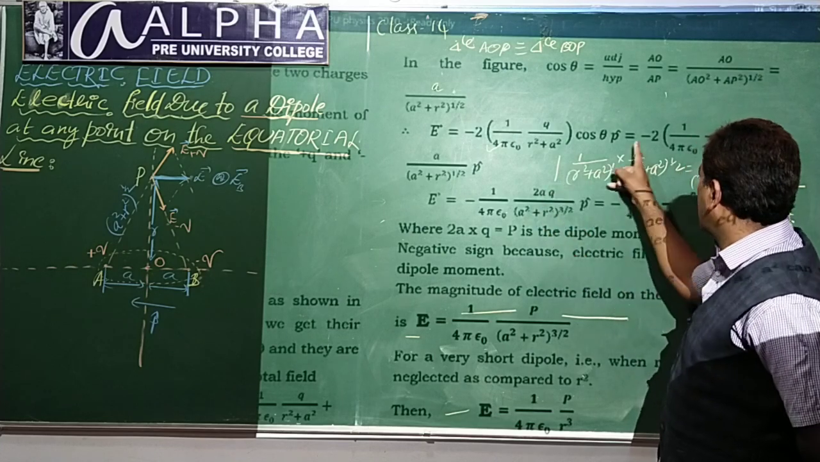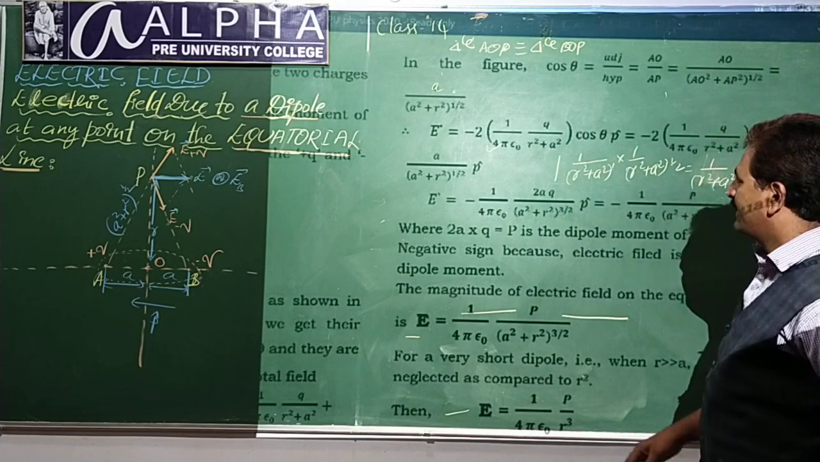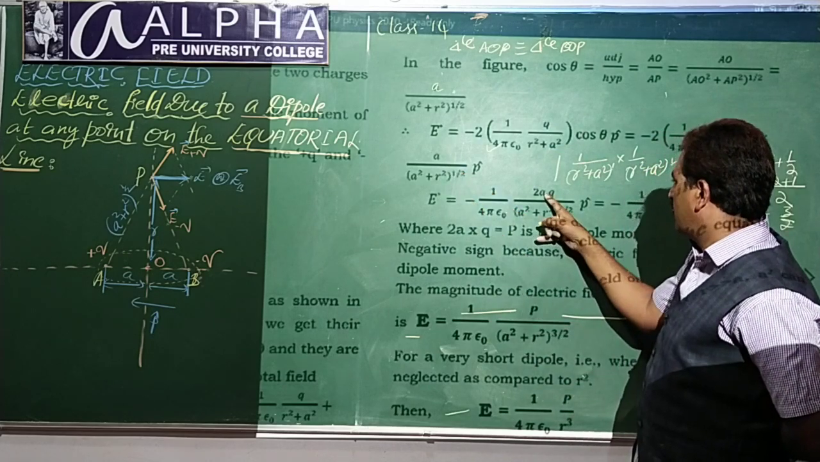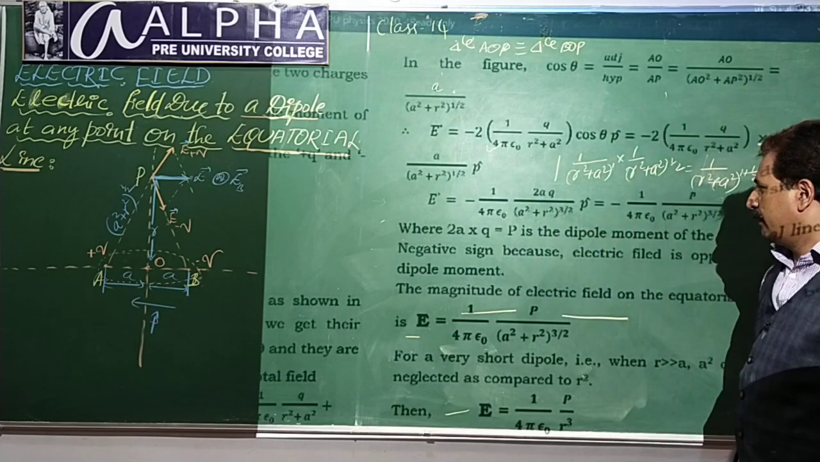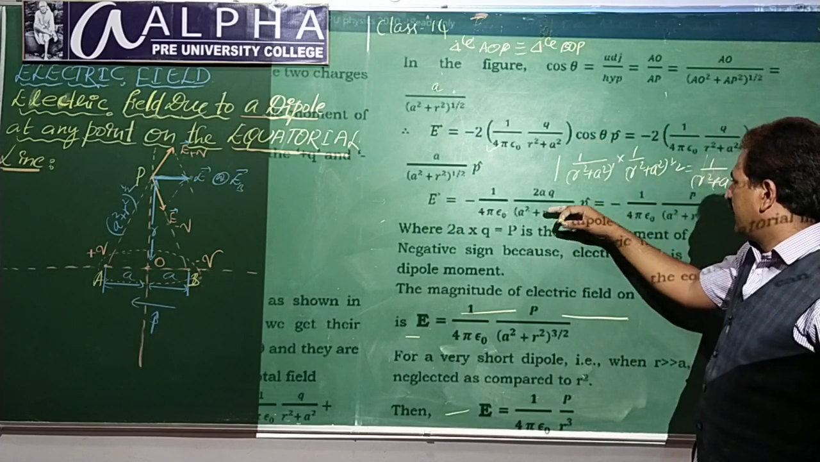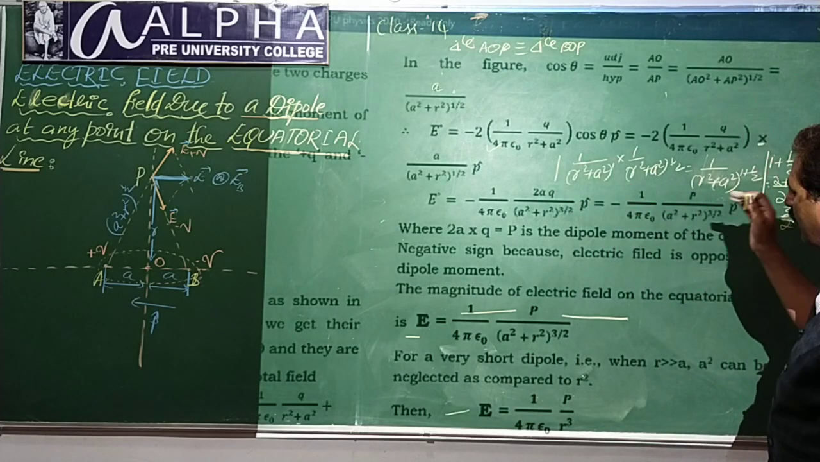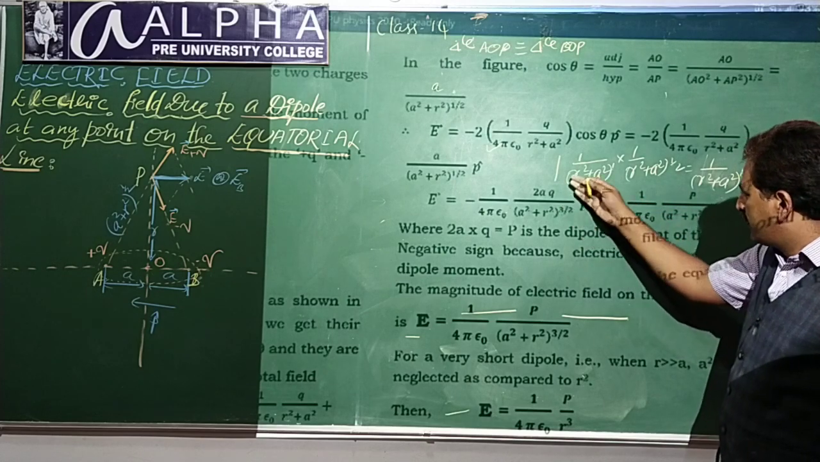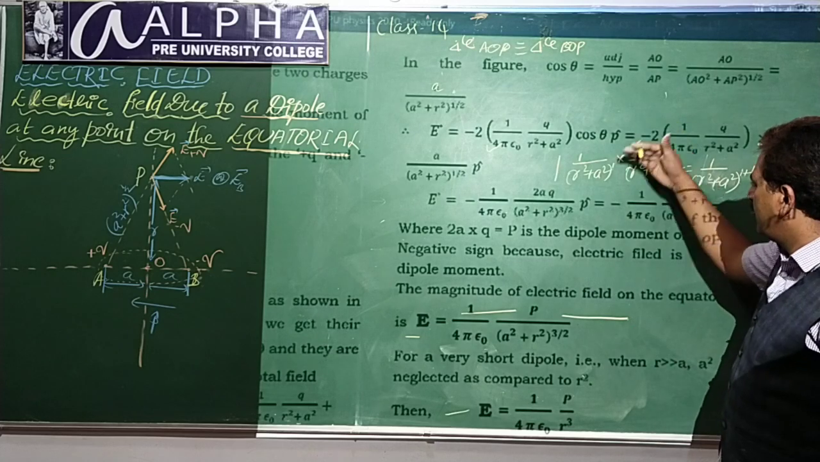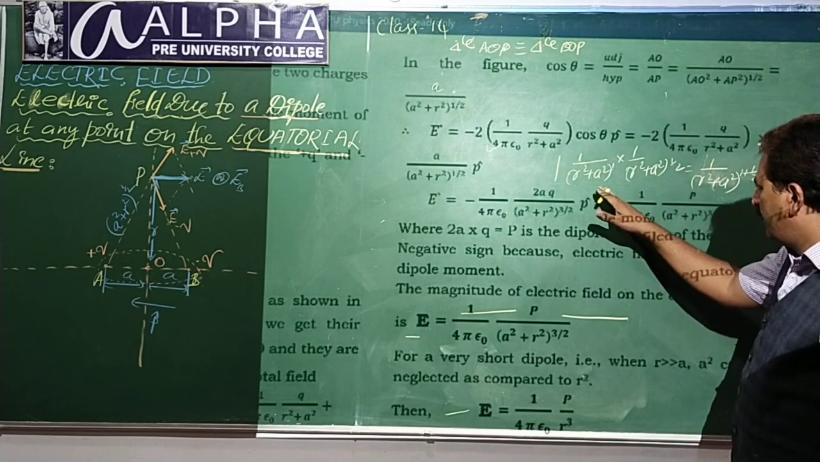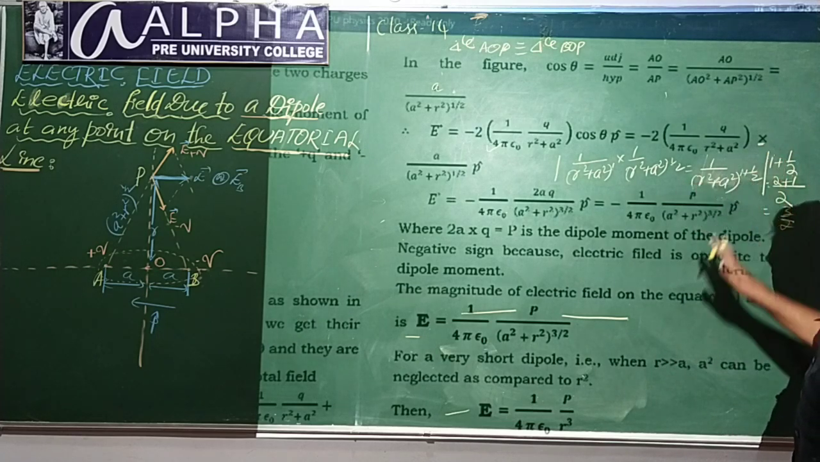2aq is the numerator: here is 2, this is q, and where is a? Here. You have grouped numerator 2aq divided by (a square plus r square) whole to the power 3 by 2, unit vector p. Straight away from here you can write this. You need not show all the simplification. You remember the answer; you need not write the simplification part. Practice 4-5 times and write straight away from here to here. The simplification part doesn't carry marks in physics. The mathematics part you can just skip.